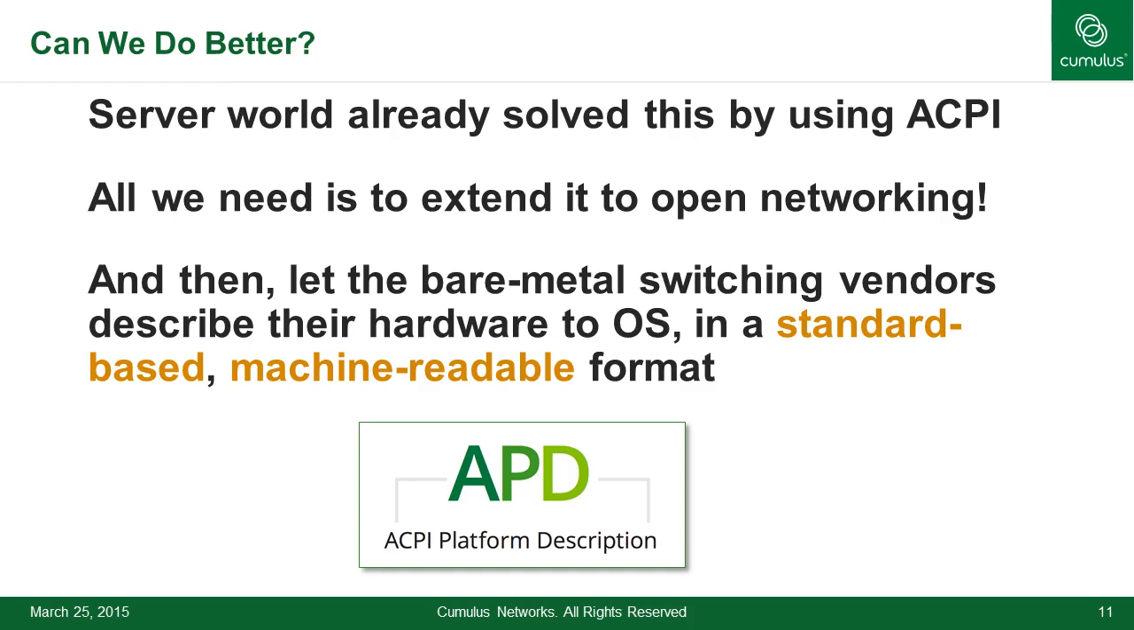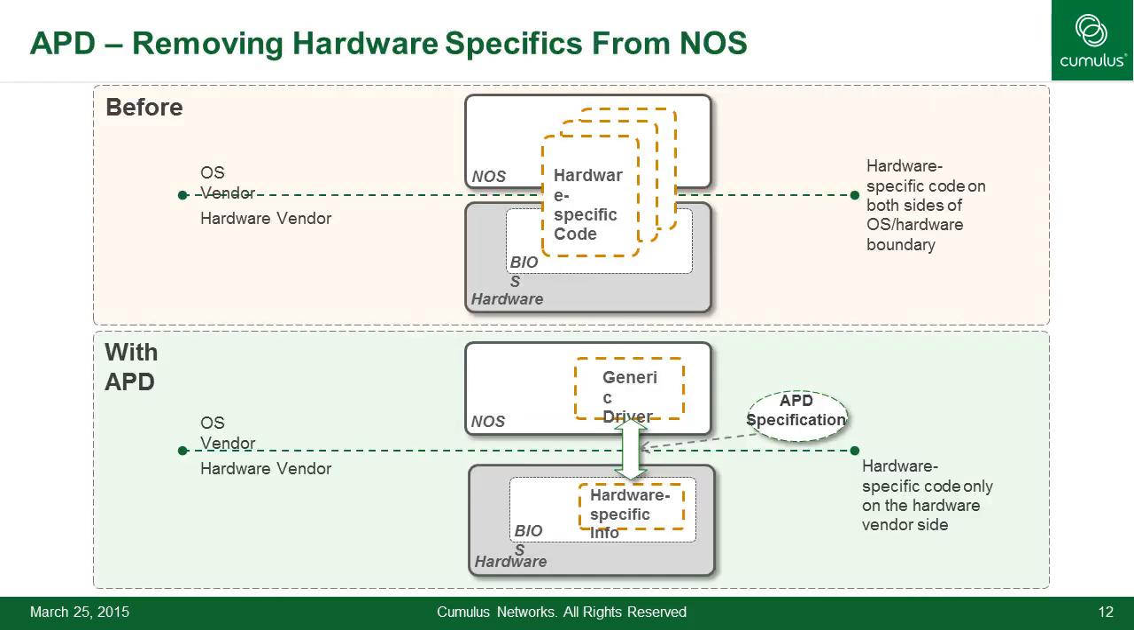We let the bare metal switching vendors describe their switches to the upper layer networking OS in a standard-based, machine-readable format. That format we call APD, the ACPI platform description. What APD does, in essence, is remove the hardware specifics from the NOS, the networking operating system. If you look at this graph, the top describes what it looks like today.